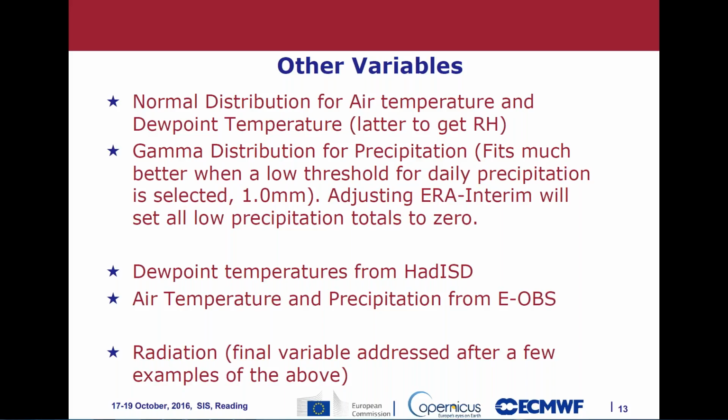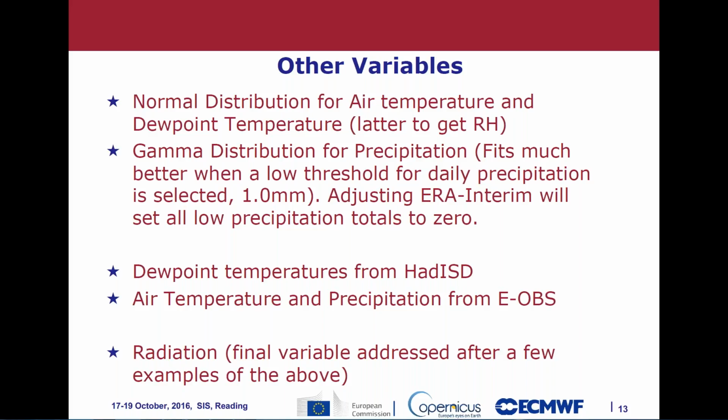And then a gamma distribution is used for precipitation, and this also seems to work quite well, although there are more issues with this working not as well as temperature and wind speed, simply because the distributional fits for precipitation, particularly in the summer months in southern Europe, are quite difficult to fit because there's very few days of precipitation in some of the summer months the further south you move in Europe. For the observational data, the dew point temperatures have to use the Hadley ISD dataset again, and air temperature and precipitation use the EOBS dataset that I talked about.